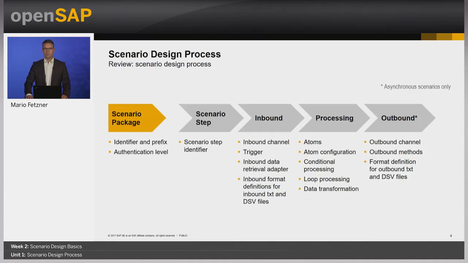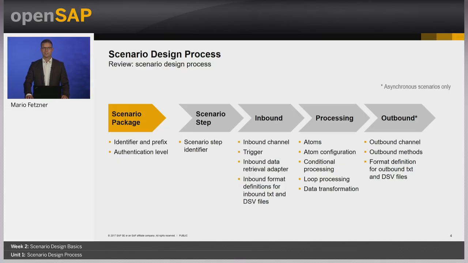For each step, you define the inbound, processing, and outbound phases. For the inbound phase, you can specify a step trigger and adapter API for data retrieval. The incoming data will be assessed based on this API before it's converted to XML. Input formats need a format control document definition for text and DSV files. In case one is needed, you include it in the inbound definition.